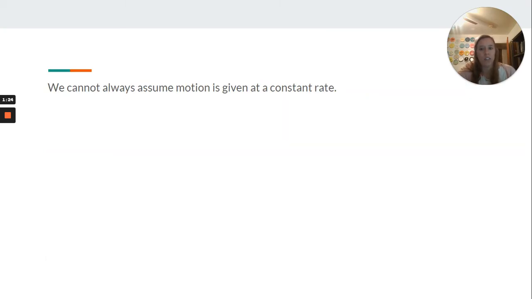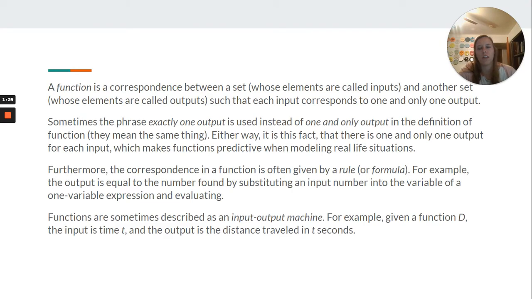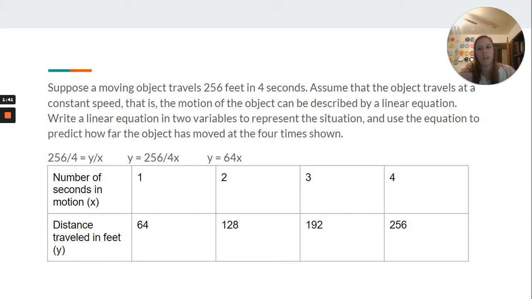We cannot always assume motion is given at a constant rate, though. So a function is a correspondence between a set whose elements are called inputs and another set whose elements are called outputs, such that each input corresponds to one and only one output. So in this equation, if we put in 2, we're going to get 128 and nothing else.